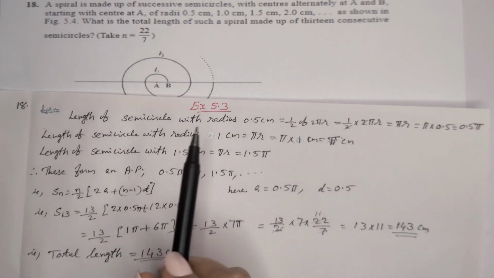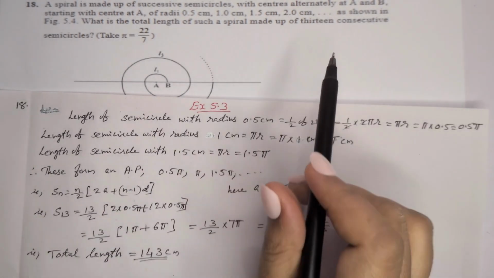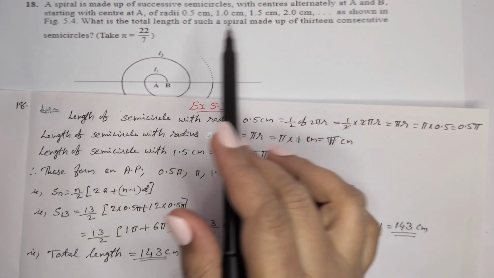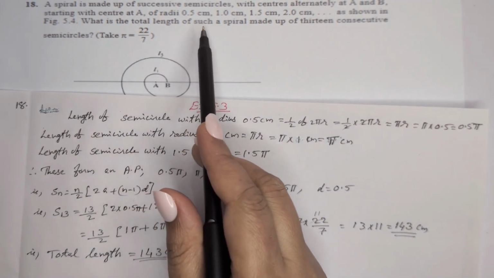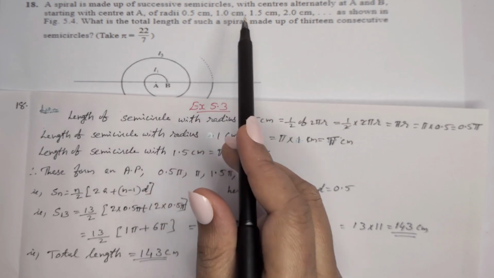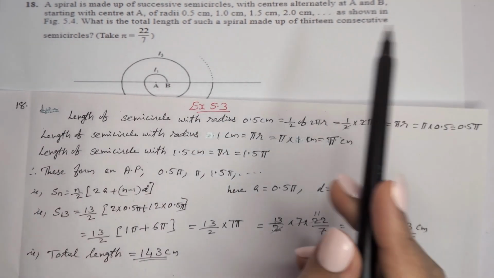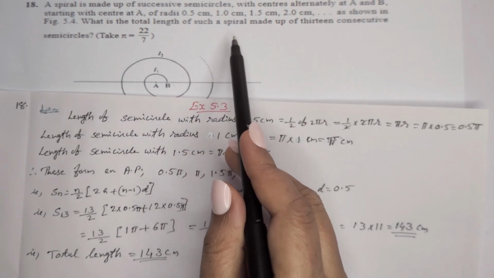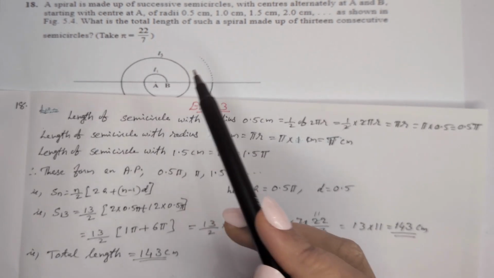Question number 18. A spiral is made up of successive semicircles with centers alternately at A and B, starting with the center at A, and the radii of 0.5 centimeter, 1 centimeter, 1.5 centimeter, 2 centimeter, etc. Then what is the total length of such a spiral made up of 13 consecutive semicircles?